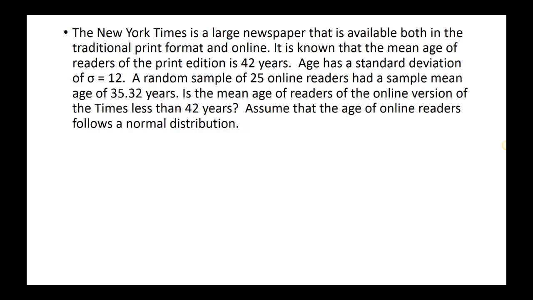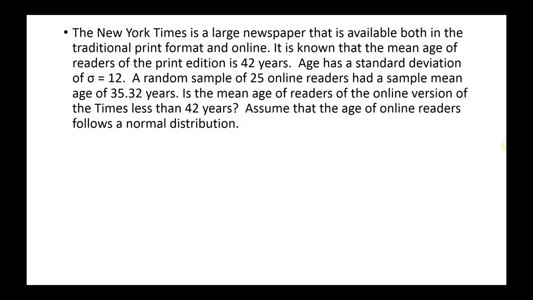The New York Times is a large newspaper that is available both in the traditional print format and online. It is known that the mean age of readers of the print edition is 42 years. Age has a standard deviation of sigma equals 12 years. A random sample of 25 online readers had a sample mean age of 35.32 years. Is the mean age of readers in the online version of the Times less than 42 years? Assume that the age of online readers follows a normal distribution.